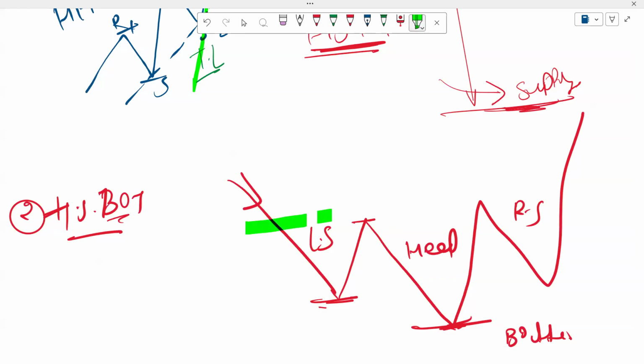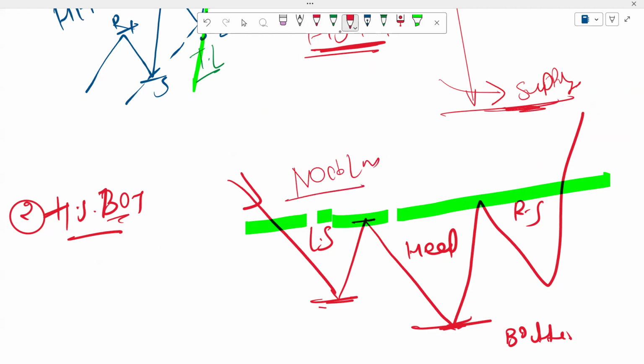This will be your neckline. Join these points. Okay, this will be your neckline. You have to wait for the breakout of the neckline because this is a downtrend. A head and shoulder bottom will appear at the bottom, which means the prior trend has to be a downtrend. So at this point, you will look for the breakout.